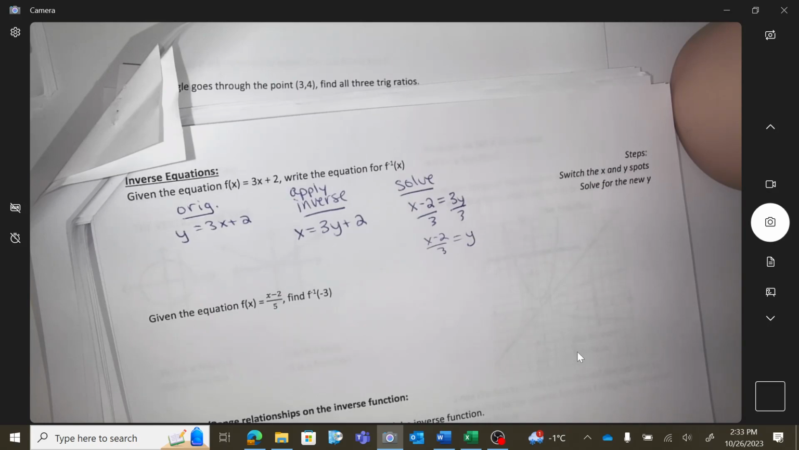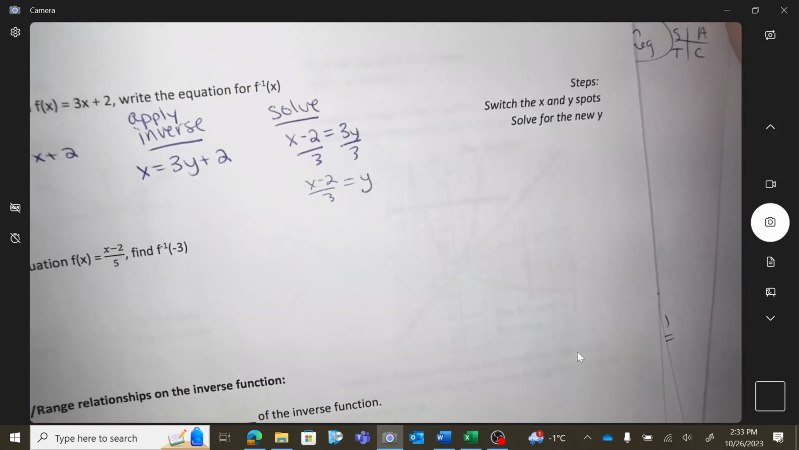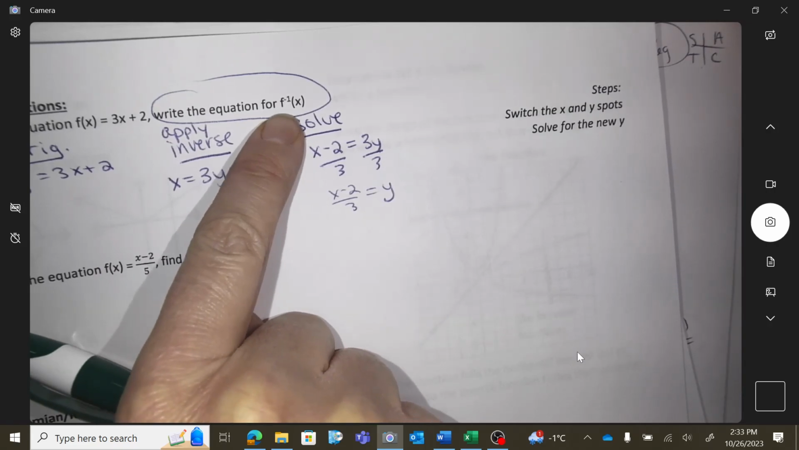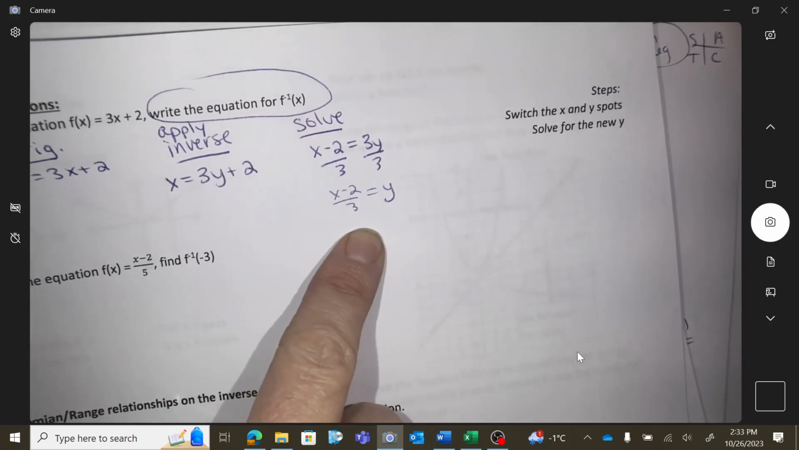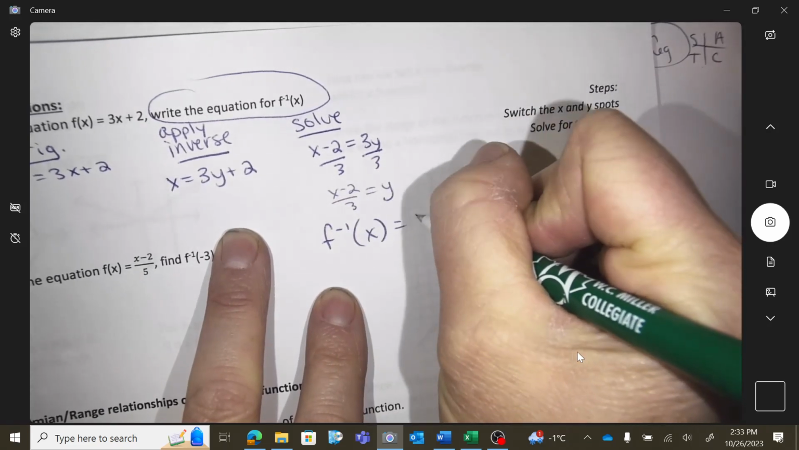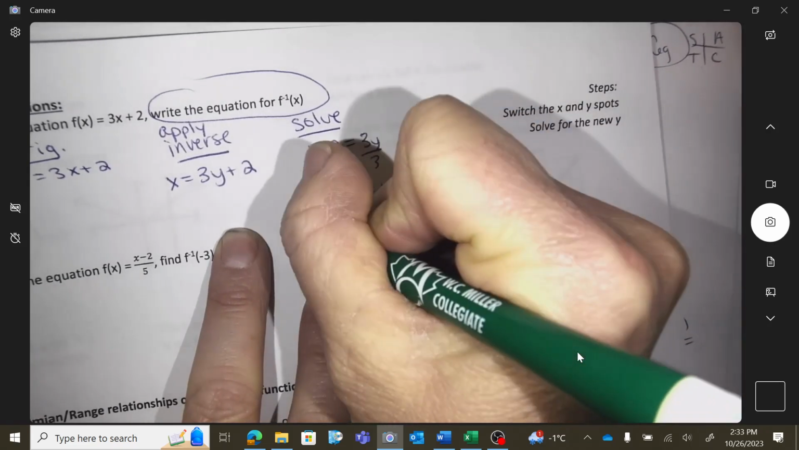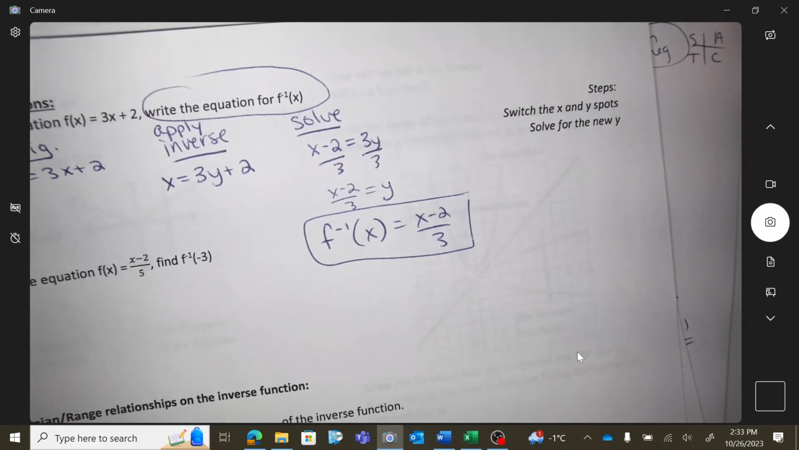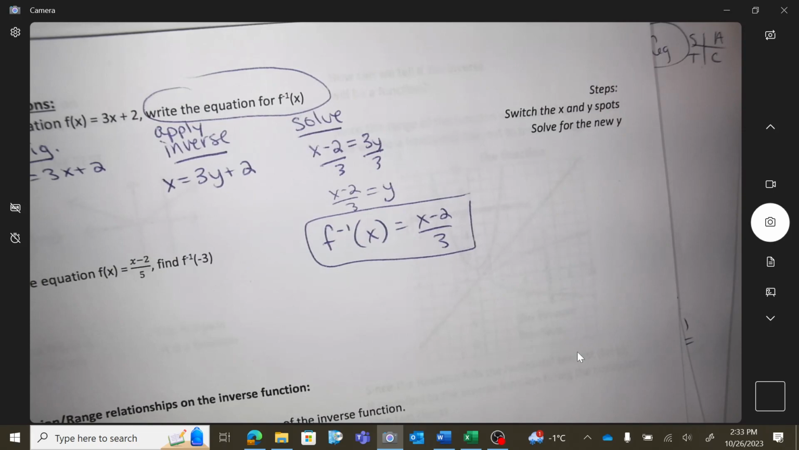And this is good work, but now we will just lose points because of our notation. So the final thing says write the equation for f inverse function. So we would just have to make sure we now label it back, just labeling parts of it. Okay? So switch x and y, solve for the new y equals.